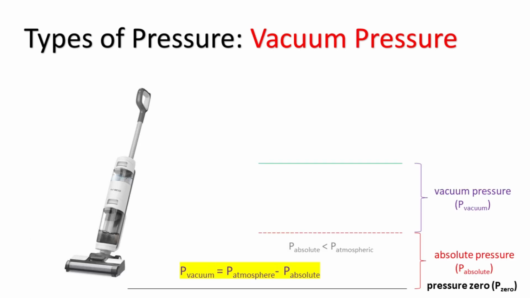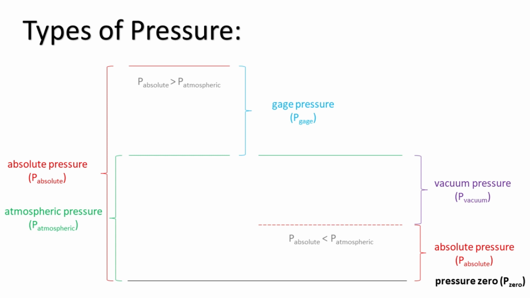Third, the vacuum pressure. In situations where the absolute pressure is smaller than the local atmospheric pressure, such as inside a vacuum cleaner's vacuum chamber, the gauge pressure calculated will be negative. This negative gauge pressure is also known as a positive vacuum pressure. As we define vacuum pressure, it is the difference between the absolute pressure and the atmospheric pressure when the latter one is larger. Use this figure here to understand the relationships and differences between the pressure 0, local atmospheric pressure, absolute pressure, gauge pressure, and vacuum pressure.